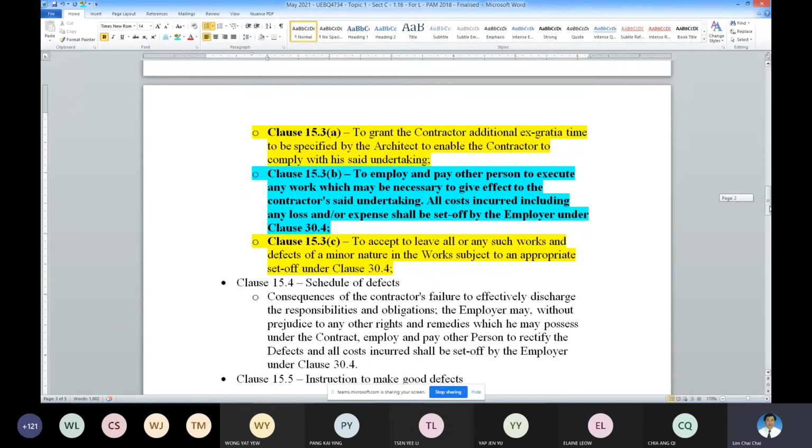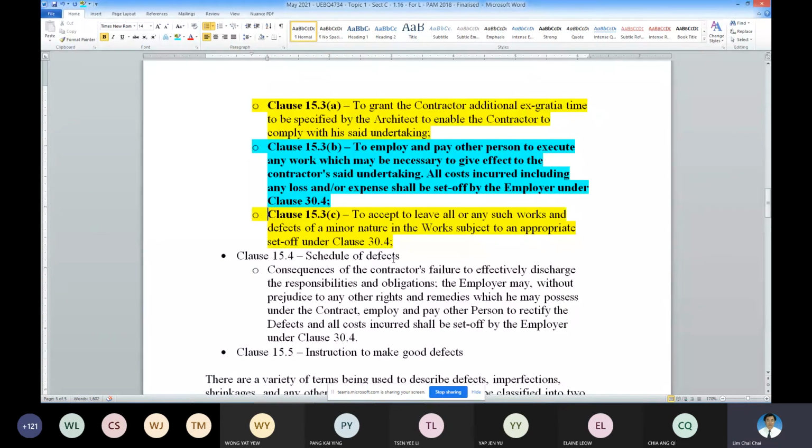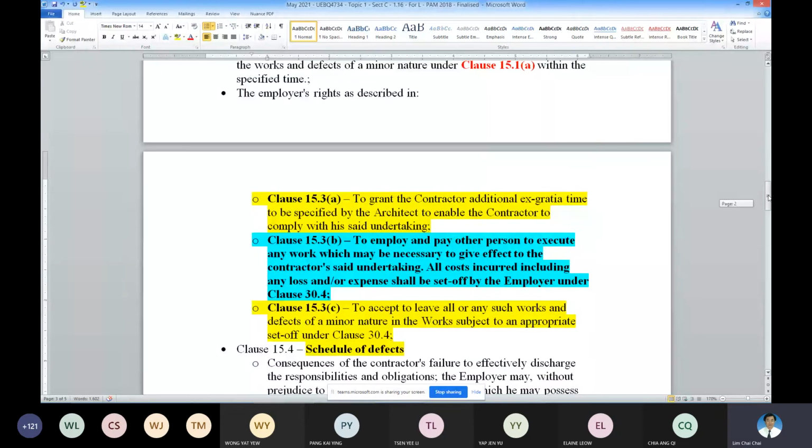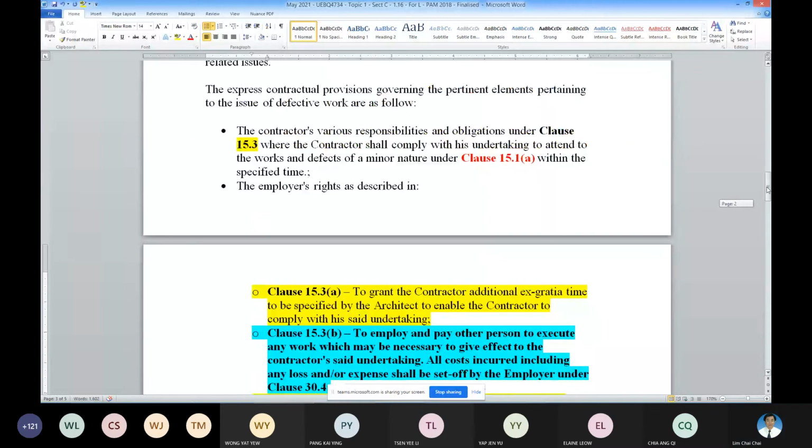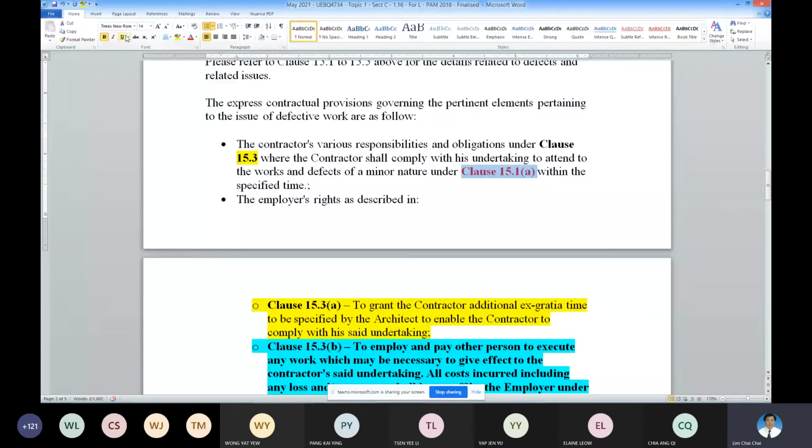So always remember 15.4 is the last list. 15.1 is the first list. This one is the first list. This one is the last list, and then this one is the recurring list.